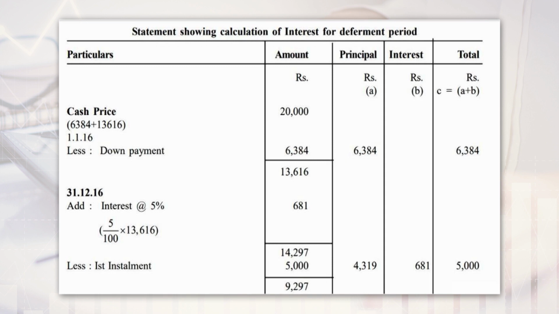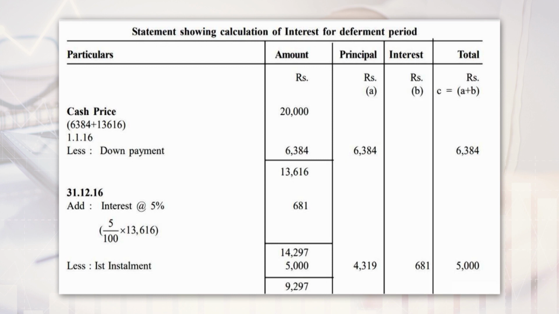So cash price was 20,000. Out of this 6,384 was the down payment and this is the balancing payment. So total is 20,000. Less down payment, this is 6,384. So 13,616 is the remaining amount. On this we will calculate the amount of interest which is included in the first year installment, 5%. So 5% of 13,616 comes to 618.